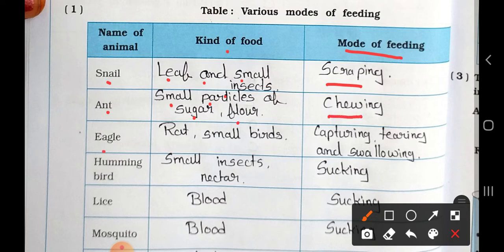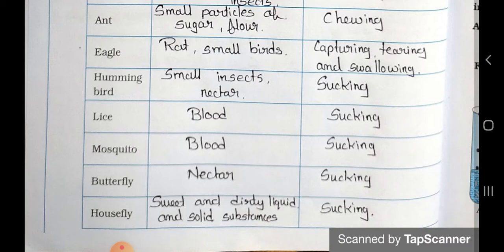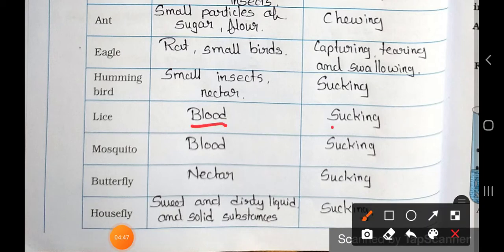Eagle eats rats and small birds. And feeding mode is capturing, tearing and swallowing. Hummingbird, what does it eat? Small insects and nectar. The mode of feeding is sucking. Lice eat blood and it's a sucking mode. Mosquito, blood and mode is sucking. Butterfly, nectar and sucking mode.